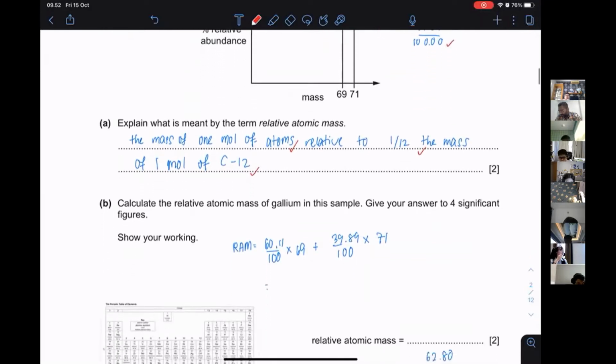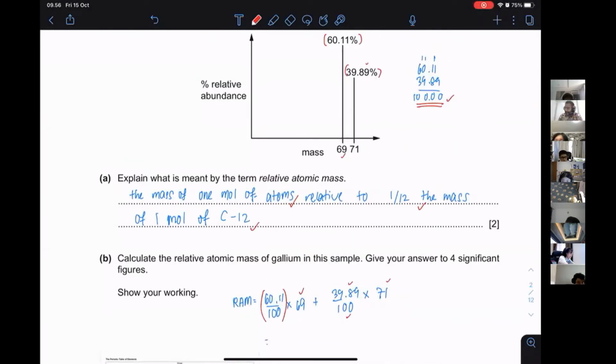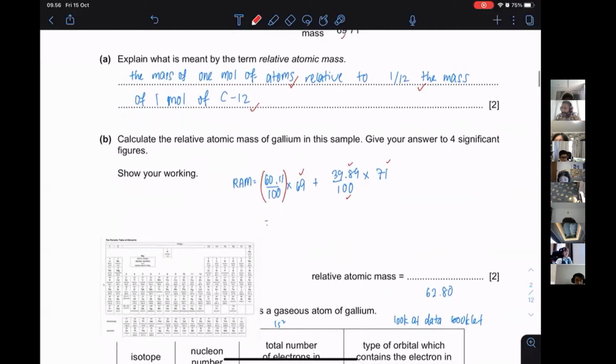Now the next question is a lot. So when we calculate, this one I already calculated for you. When you look over here and calculate, you will get 62.80. That is going to be our relative atomic mass. This one you need to know how to calculate, very important.